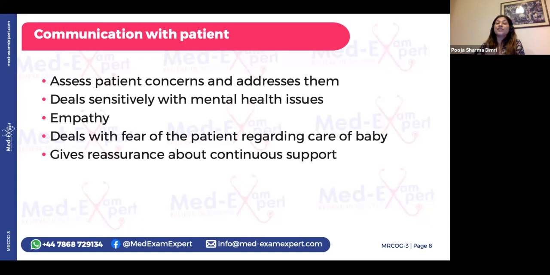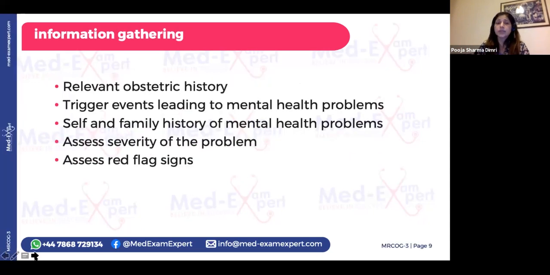Empathy is very important, and deals with the fear of the patient regarding care of the baby. Reassurance about support from the hospital. Relevant obstetric history. So what happened? And then Ahmed asked about the trigger events which triggered this kind of situation.